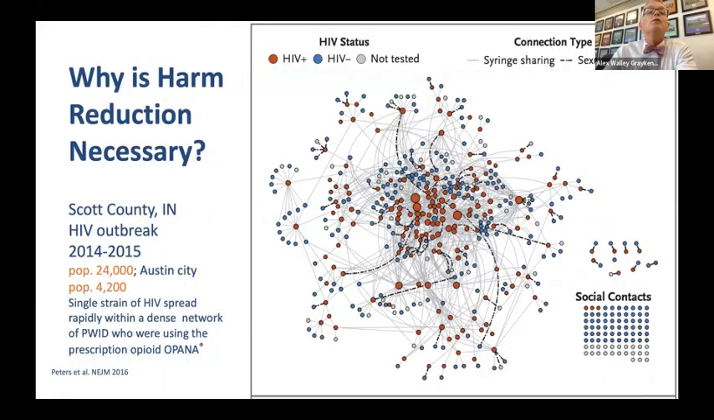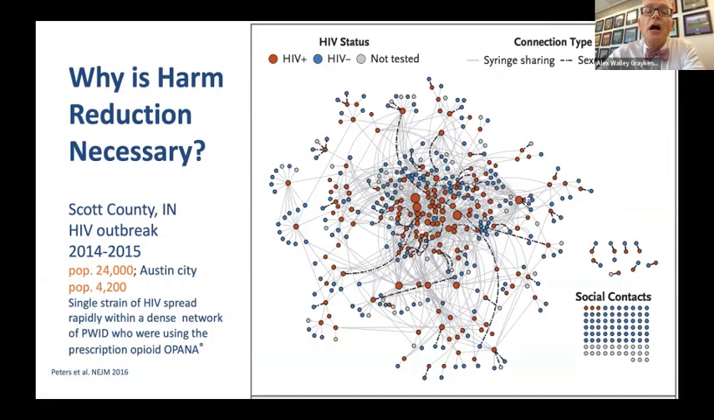So I want to spend a little bit of time talking about why harm reduction is necessary. And today is International Overdose Awareness Day. My first example, though, really is focused on HIV because while HIV and overdose are not the only topics that harm reduction addresses, HIV prevention certainly plays an important role in the development of harm reduction.